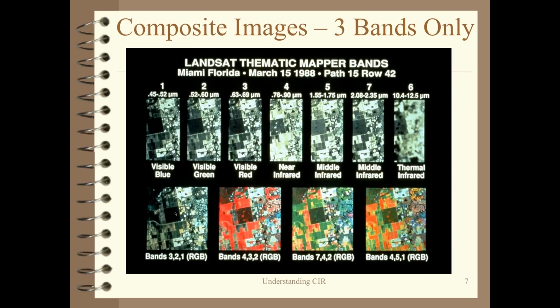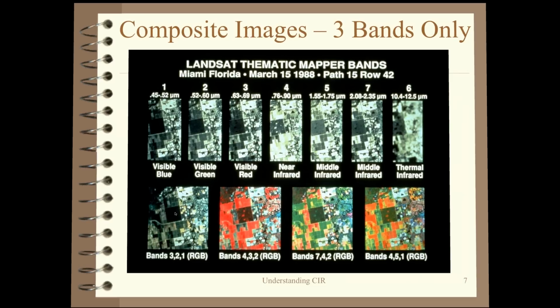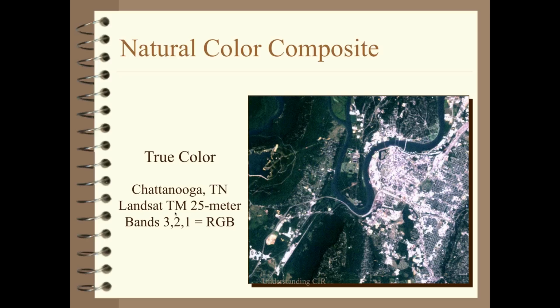So here's another example. Here's, again, a true color composite or a natural color composite around Chattanooga, Tennessee. Again, this is Landsat data, so not that great a resolution, 25-meter data. But again, band 3 is the red, shine through the red portion of the monitor. Band 2 is green, shine through the green portion of the monitor. And band 1 is blue, shine through the blue portion of the monitor. And so this looks like if you were flying in an airplane and looking down, this is how you'd expect it to look.